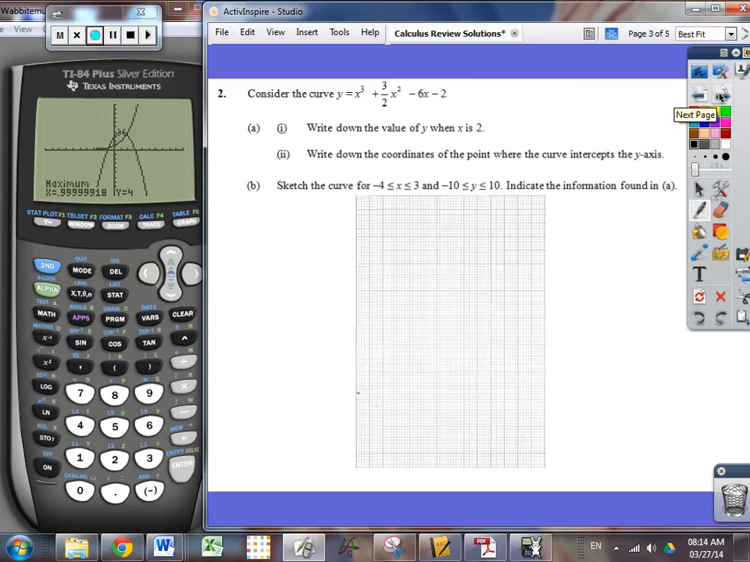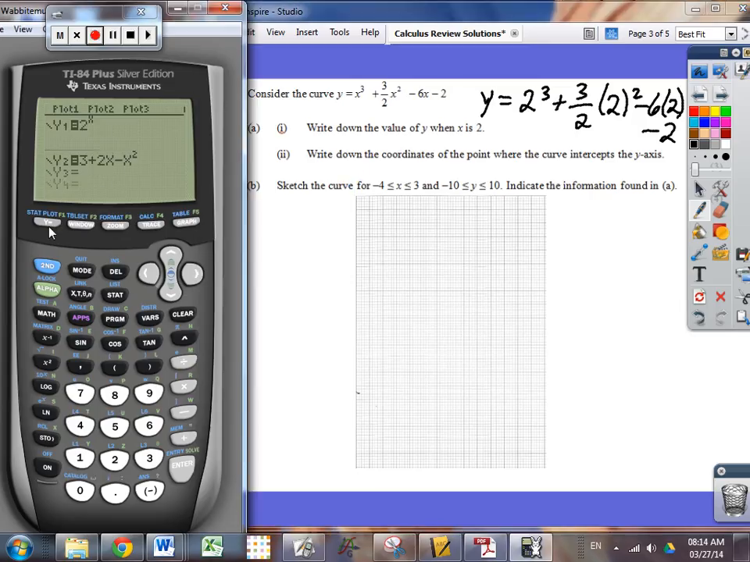You need to write down the value of y when x is 2. That's just a substitution game. So y is equal to 2 to the power of 3 plus 3 over 2 times 2 squared, minus 6 times 2, minus 2. Now, I have a feeling that, yes indeed, look at part B, I'm going to end up having to sketch it. So perhaps straight away I should put it into my y equals.